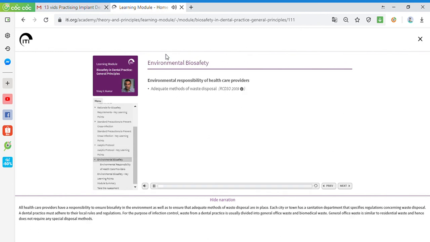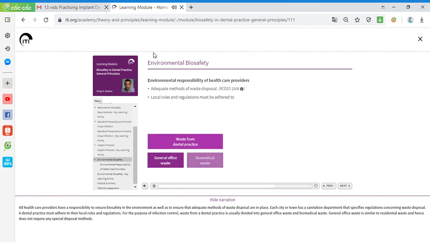All healthcare providers have a responsibility to ensure biosafety in the environment, as well as to ensure that adequate methods of waste disposal are in place. Each city or town has a sanitation department that specifies regulations concerning waste disposal. A dental practice must adhere to their local rules and regulations. For the purpose of infection control, waste from a dental practice is usually divided into general office waste and biomedical waste. General office waste is similar to residential waste and hence does not require any special disposal methods.